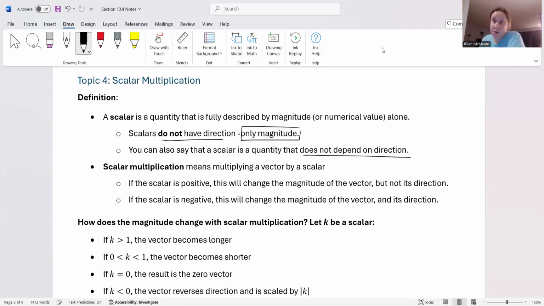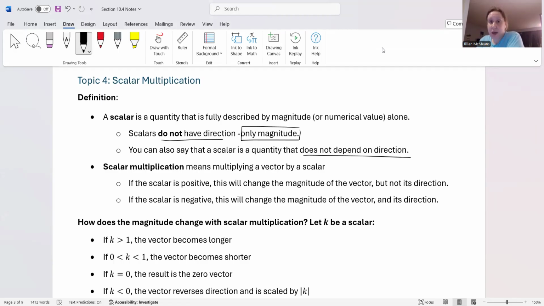And a lot of times we will say that you can have a scalar quantity that does not depend on direction. So we could say the wind is traveling 10 miles an hour. The scalar is just 10, okay? It doesn't depend on direction. Now, if we change it and we say the wind is traveling 10 miles per hour north, then it's a vector, okay? So the scalar is just the number that stands by itself. It doesn't depend on the direction.